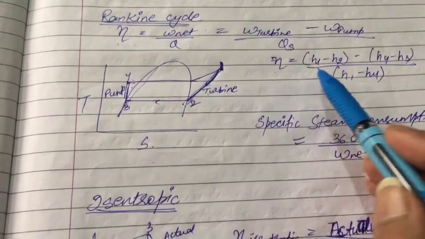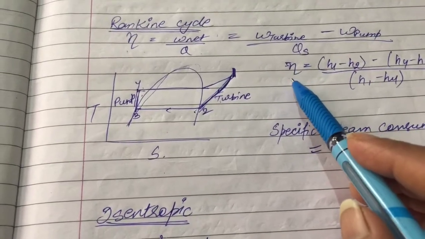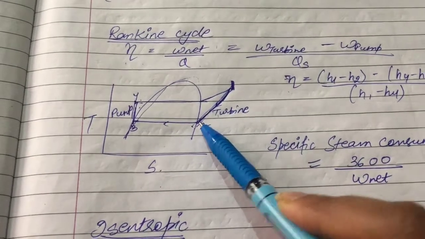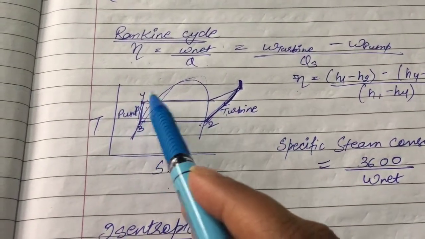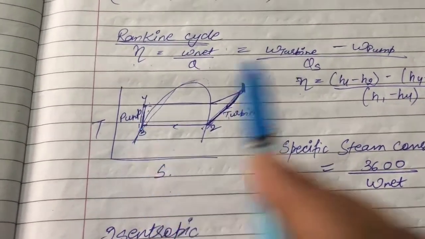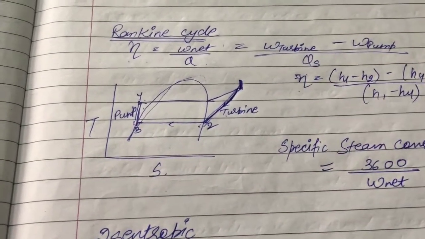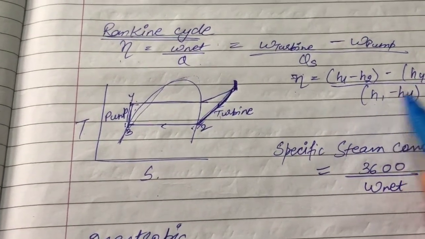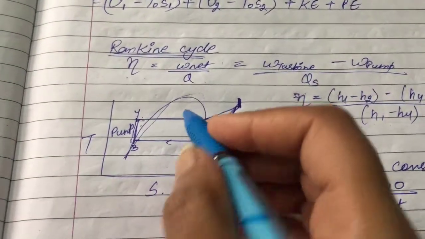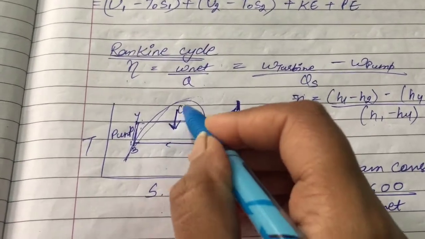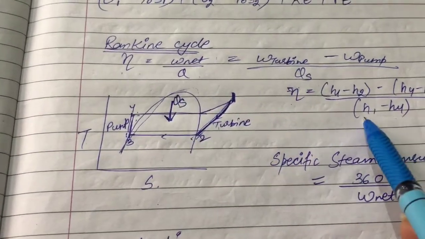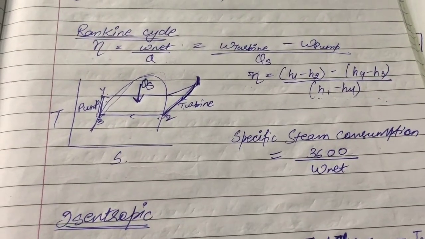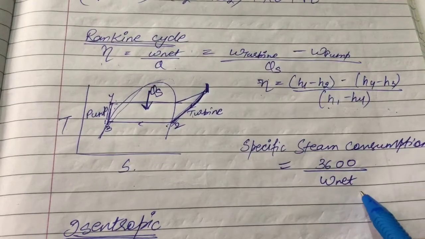So efficiency would be equal to H1 minus H2 for the turbine portion, H1 minus H2 minus work of pump, which is H4 minus H3, upon QS, being the heat supplied, which is H1 minus H4. So heat is being supplied from this side, QS, so it would be H1 minus H4. And specific steam consumption is equal to 3600 by net work.